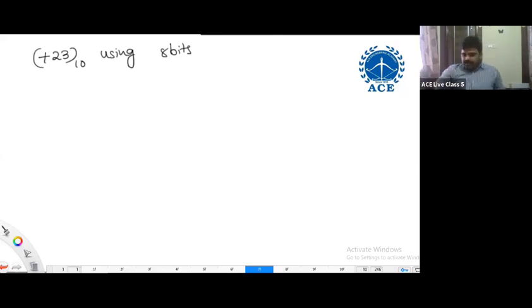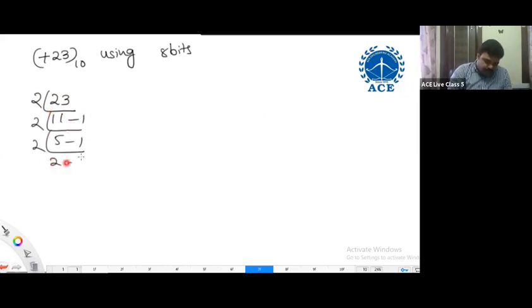Right. Simple thing. What is it here? 23. Let me get magnitude. 2 1's are, remainder is 1. 2 5's are, remainder is 1. 2 2's are, remainder is 1. 2 1's are, remainder is 0. Then what is it here?